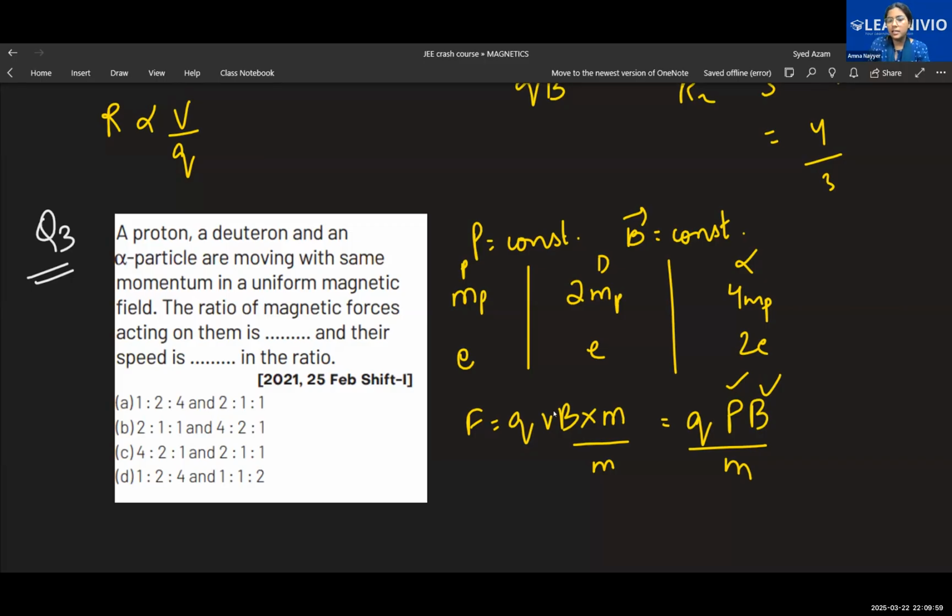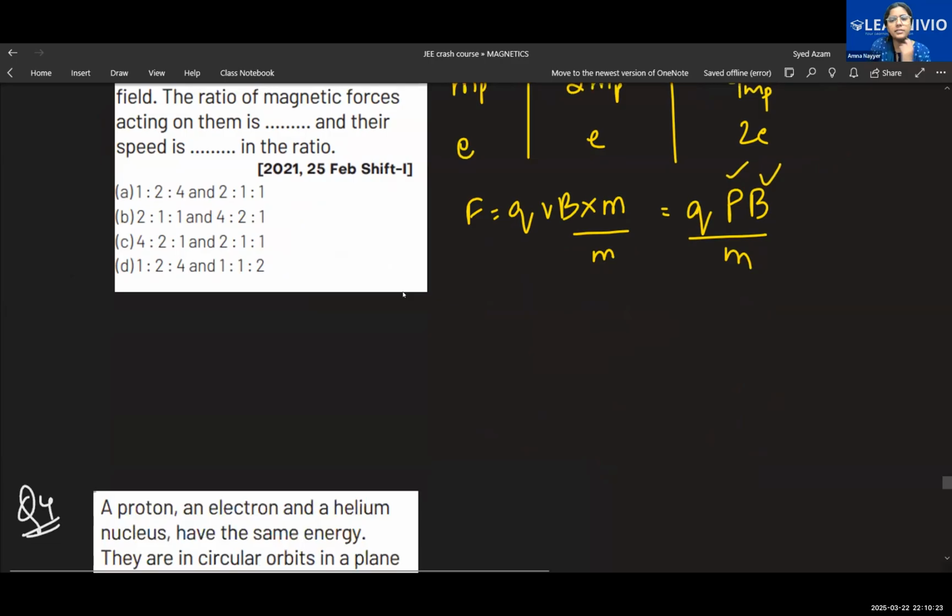And see, we have force as qvb, right? So velocity is also depending on the same thing. mv is basically the momentum, so velocity is also depending on the same thing. Whatever answer you will see, there can be a little difference. Let us just see first the force.